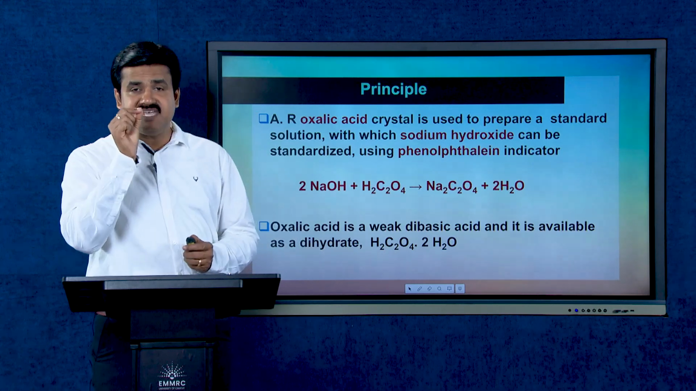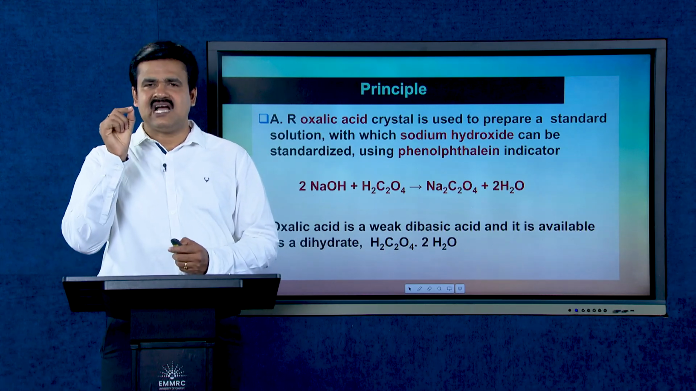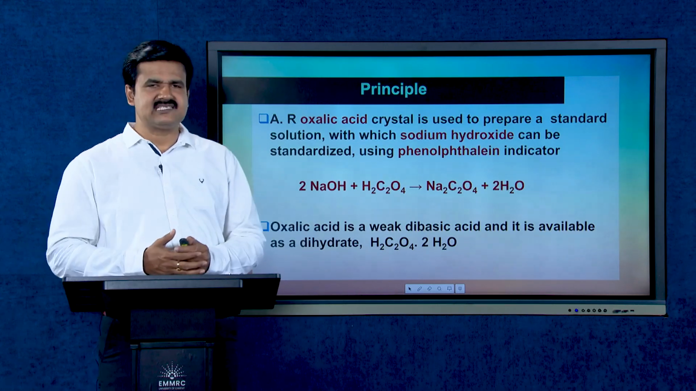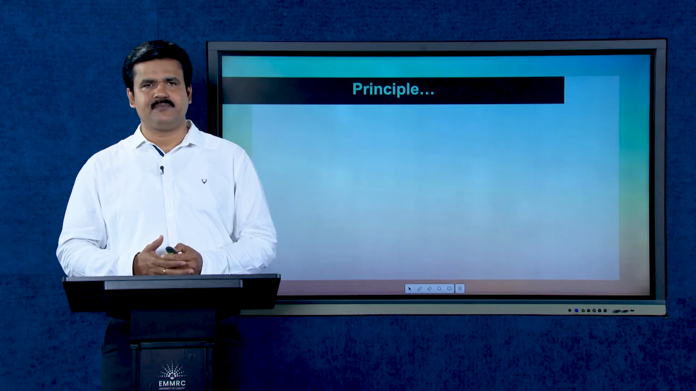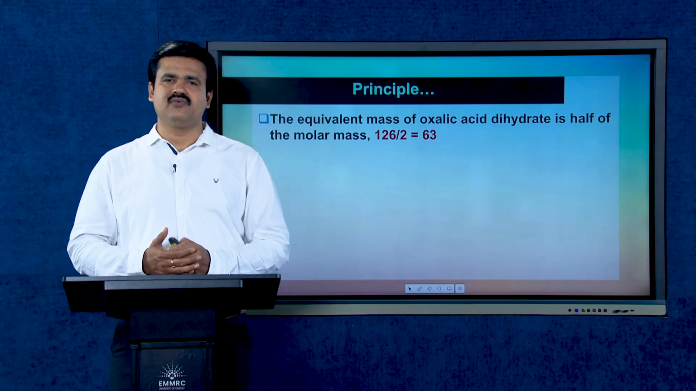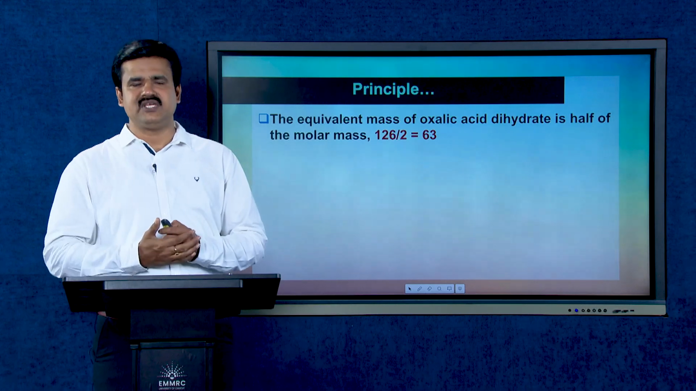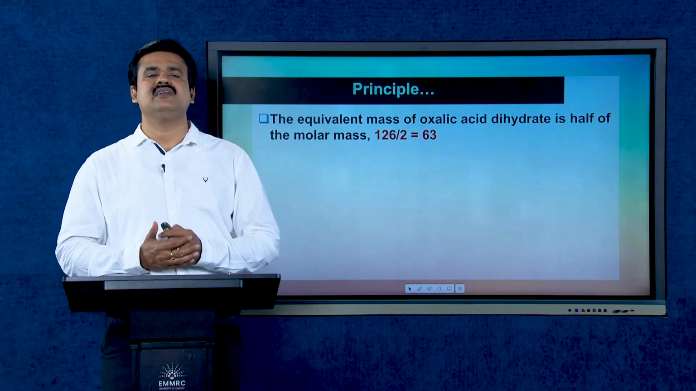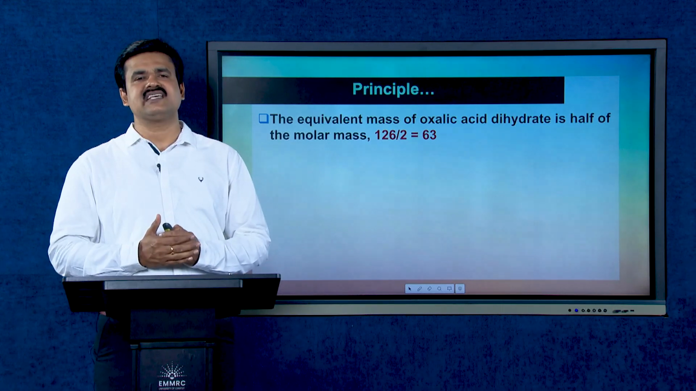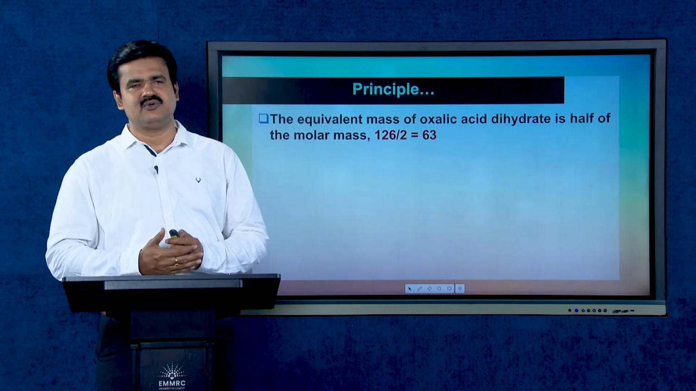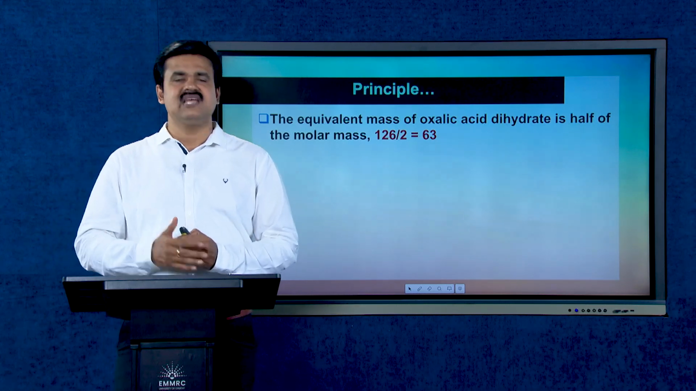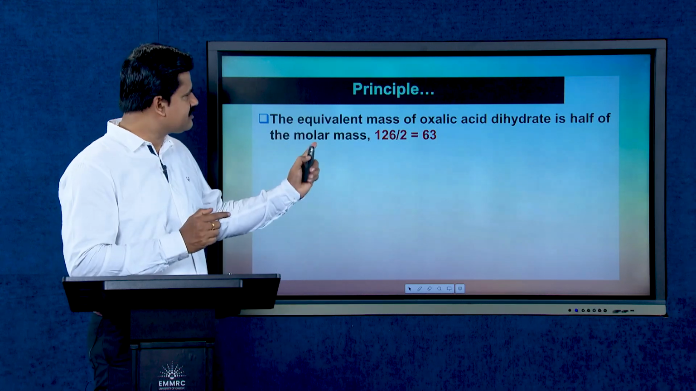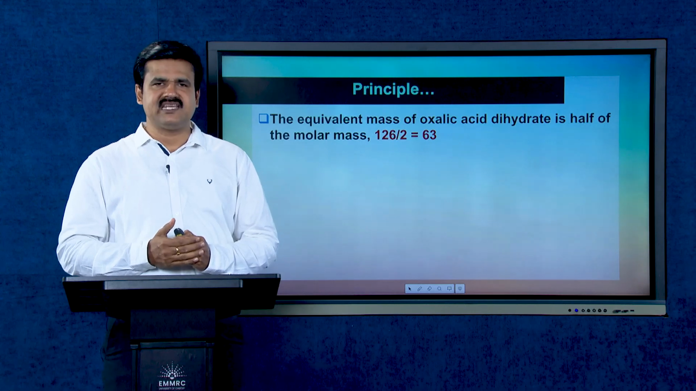Oxalic acid is a weak dibasic acid and it is commercially available as its dihydrate. That is, oxalic acid dihydrate is H2C2O4·2H2O, and the equivalent mass of oxalic acid in its reaction between sodium hydroxide and oxalic acid is half of the molar mass. The molar mass of oxalic acid dihydrate, H2C2O4·2H2O, is equal to 126. That 126 divided by 2, you will get a value 63. That is, 63 is the equivalent mass of oxalic acid dihydrate.